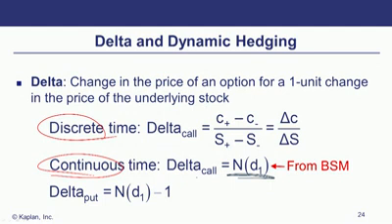Now, also, of course, we've got the puts. Put delta is between 0 and -1. So if we wanted to estimate it or compute it continuously, we would take the call delta from Black-Scholes and subtract 1 from it. So, for example, if N(d1) was 0.5, that would imply that the corresponding put delta would be -0.5.